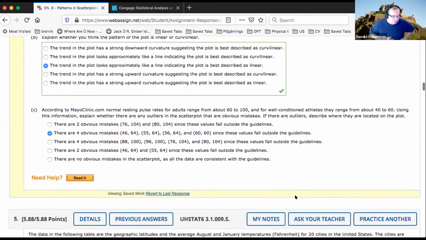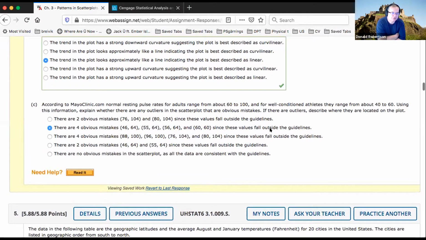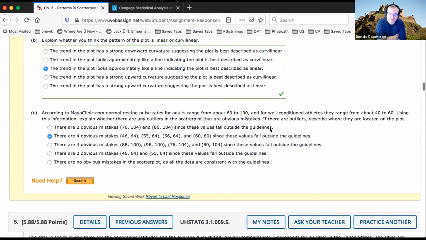Okay, so I'm looking at question 4. Now, according to the Mayo Clinic, normal resting pulse rates for adults are somewhere between 60 and 100, and for well-conditioned adults, they're between 40 and 60. Using this information, explain whether there are any outliers in the scatter plots that are obvious mistakes, and if there are outliers, describe where they are located.